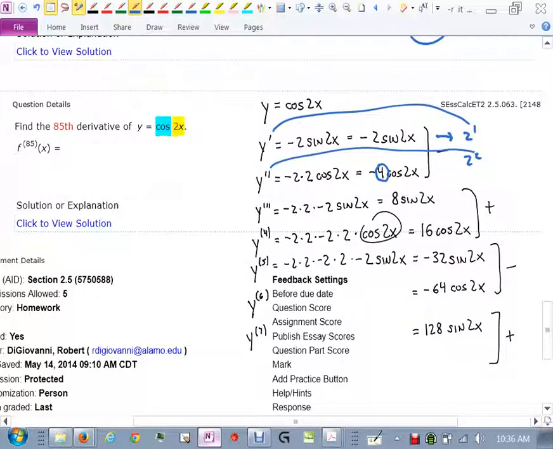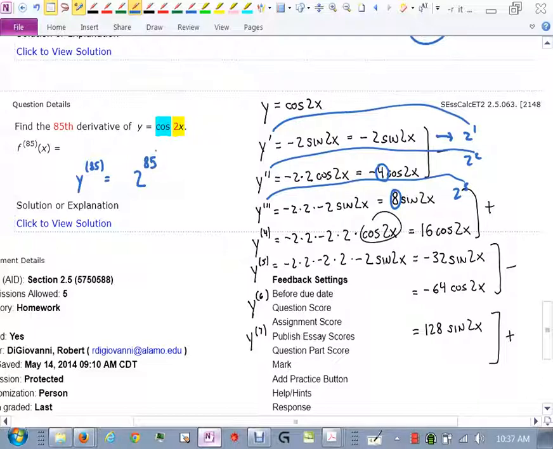and notice that the first derivative is 2 to the first. Second derivative, we get 2 squared. Third derivative, that 8 is 2 cubed, so that's going to be third. So it looks like the derivative tells us how many 2's we have. So if we're looking at y to the 85th, we know that we should have 2 to the 85th power.